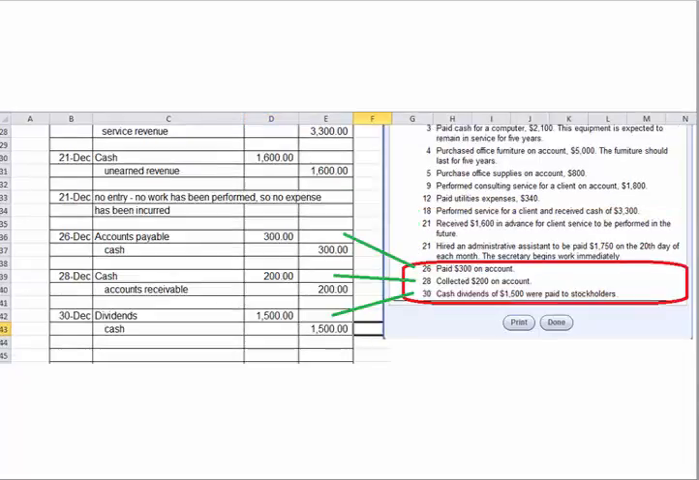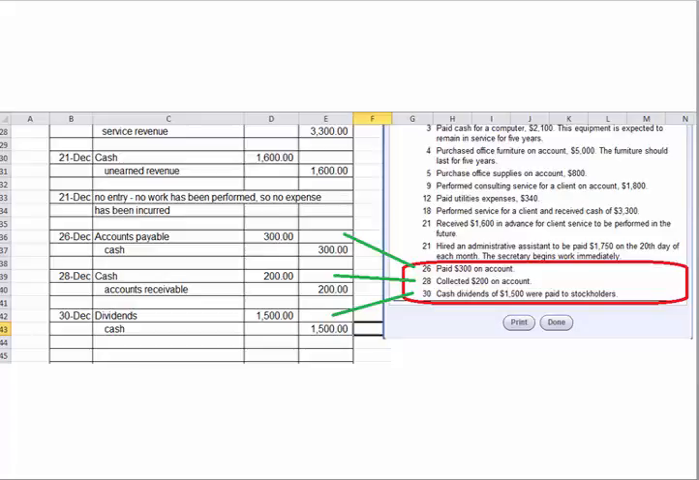Now let's finish our December transactions. On 12/26, we paid $300 on account. Remember back on the 4th and the 5th when we purchased furniture and supplies on account? Now we're paying some of that. We debit accounts payable to reduce that account and credit cash to reduce cash.